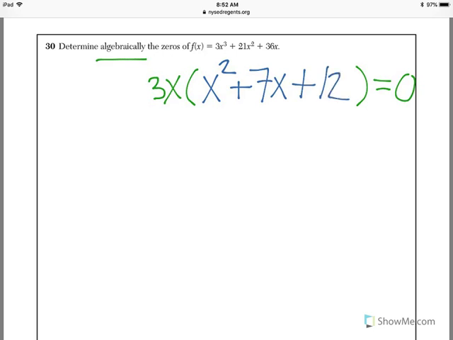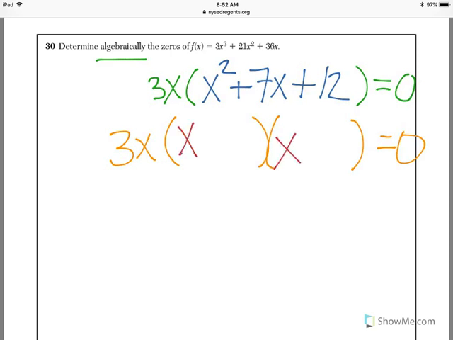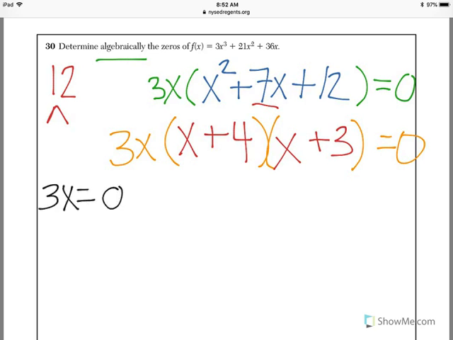Now this is not factored completely yet, so I'm going to bring down the 3x, and now I'm going to factor what was left inside the parentheses, because now I have a trinomial where a is 1. So what I need to figure out is what are factors of 12 that also add to 7. Those two numbers are going to be 4 and 3. Now in order to actually solve this, I have to set each factor equal to 0. And then I can solve.